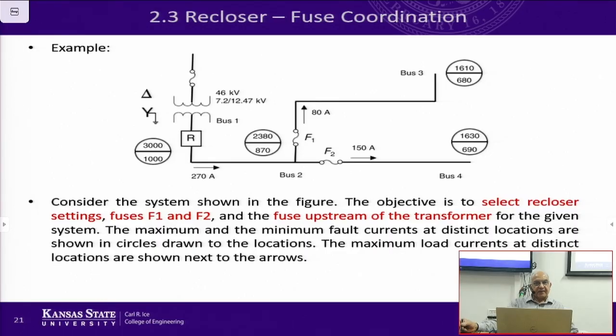locations. Okay, so similarly here, bus 3, 1610, 680, 1630, 690. 80 amps is the load current, 150 amps is the load current here, and again these are the fault current values. So what we want to do is select all these things. We want to select the recloser, the fuse here, the fuse here, the fuse here.